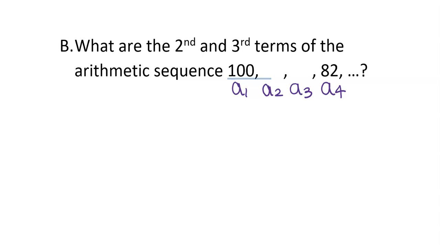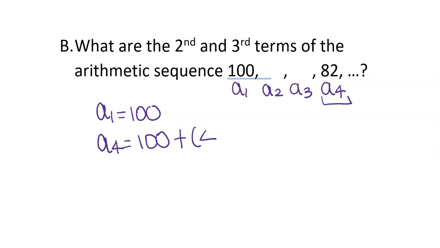So a sub 1 is 100. If we write the formula for a sub 4, it looks like this. So we have 100 plus 4 minus 1 times the common difference. Okay, so here the only one that we do know is what that fourth term is. So we're going to take that and substitute it in right there.